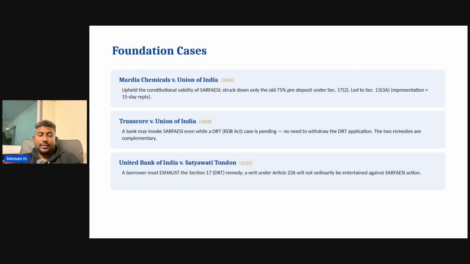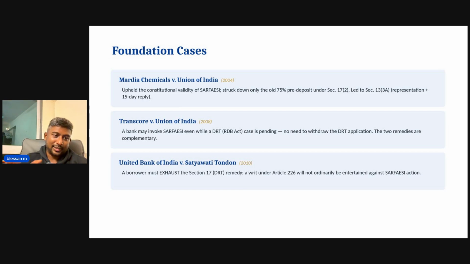So what are the foundational cases? Like I said, the most important case is Mardia Chemicals versus Union of India, and in this case the court held that the SARFAESI Act is not against the Constitution. The constitutional validity of the SARFAESI Act was upheld in this case, and the only thing was it struck down the pre-deposit rule of 75% for taking the case to the DRT.